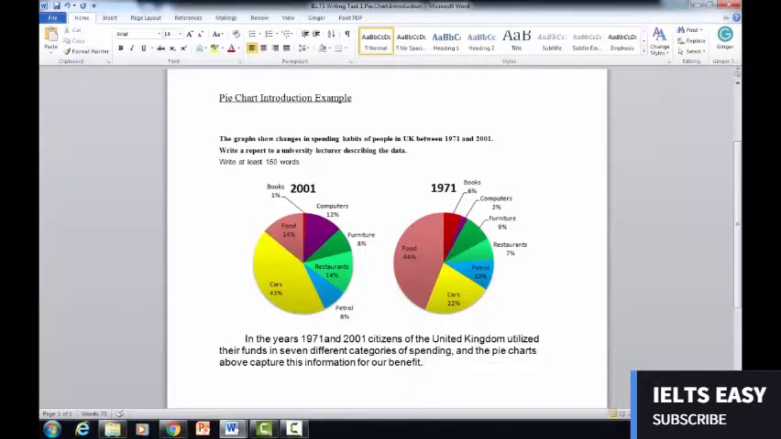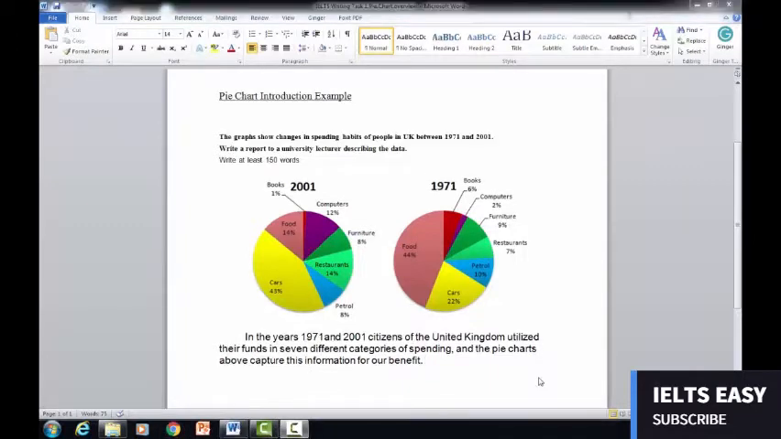So here, when the grader reads this introduction, they're going to see the person can use synonyms. They're going to see the person can create a compound sentence. We're using and, so you're going to make a really good first impression for the grader by doing it this way. All right, so let's move on, and now let's go do another introduction. I'm showing you that it doesn't matter what the type is. The introduction doesn't change.